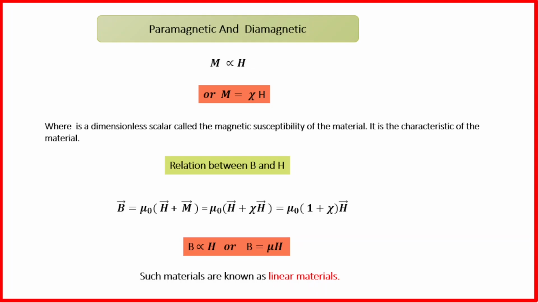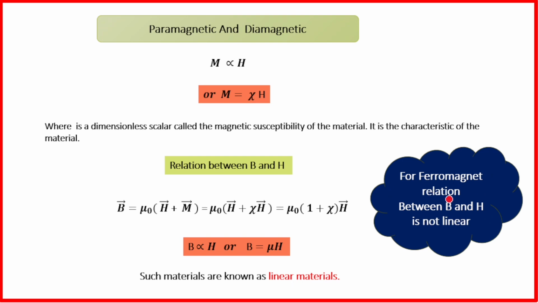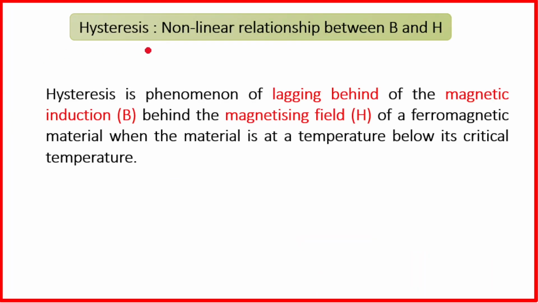But ferromagnetic materials do not have a linear relationship between B and H. So B and H is not linear in ferromagnets. This phenomenon, this non-linear relationship between B and H, is known as hysteresis. So hysteresis is a phenomenon of lagging behind of the magnetic induction B behind the magnetizing field H of a ferromagnetic material when the material is at a temperature below its critical temperature. So this is known as hysteresis.